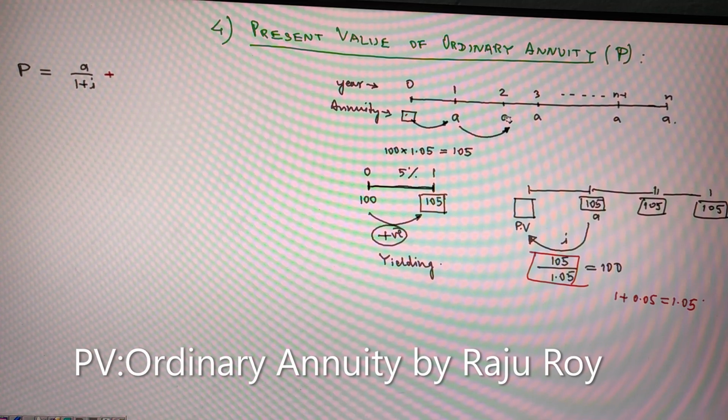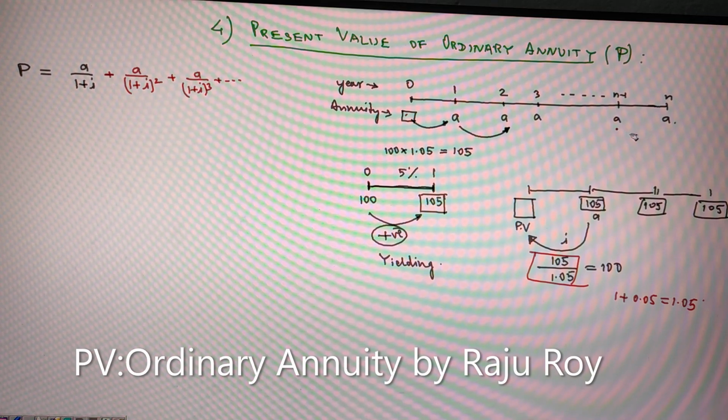Again, in order to gain A at the end of the second year, how much should the present value be? At the end of the first year, 1 plus I. At the end of the second year, squared. At the end of the third year, 1 plus I cubed, plus and so on. At the end of the nth year, here, isn't it? So this is the n minus 1th year. Here you have to pay, and this should give you this one.